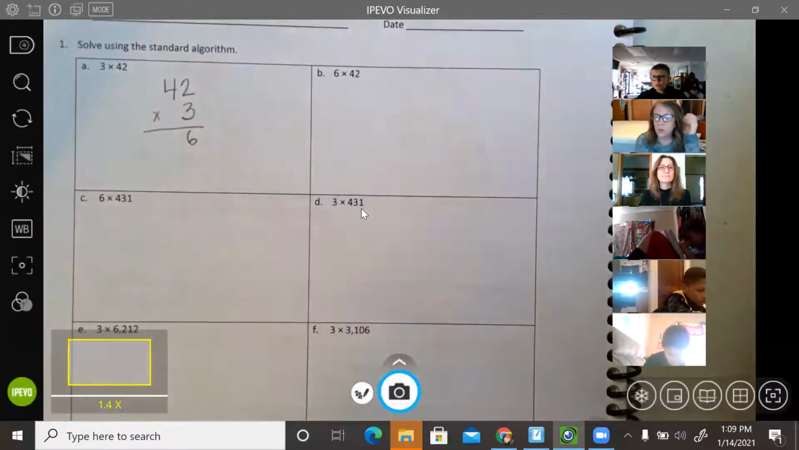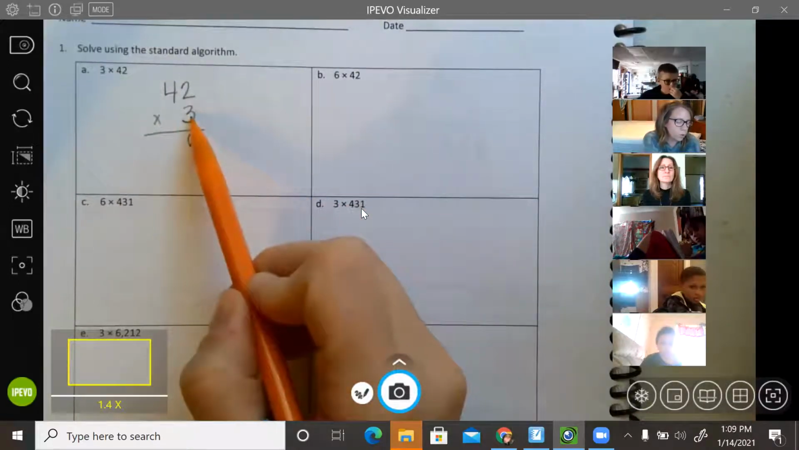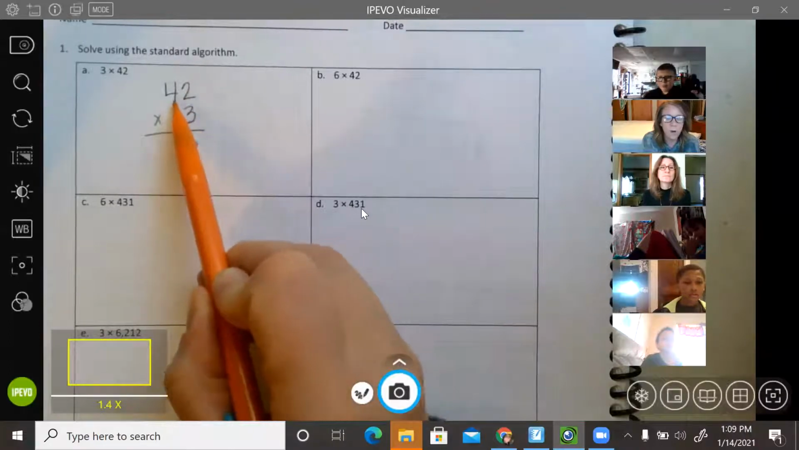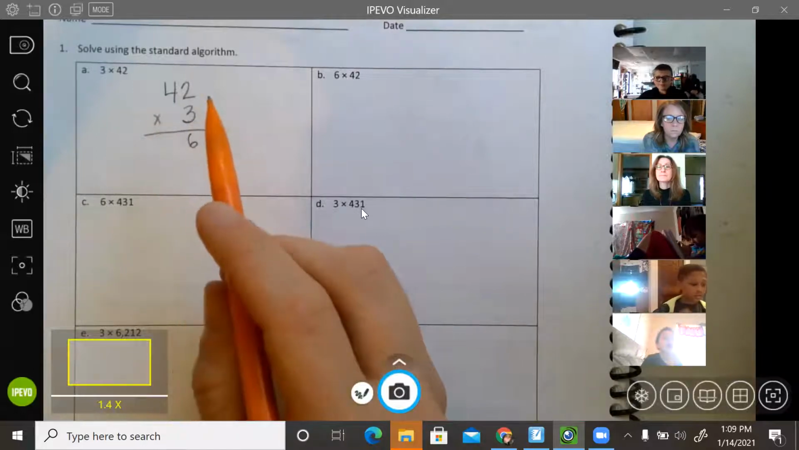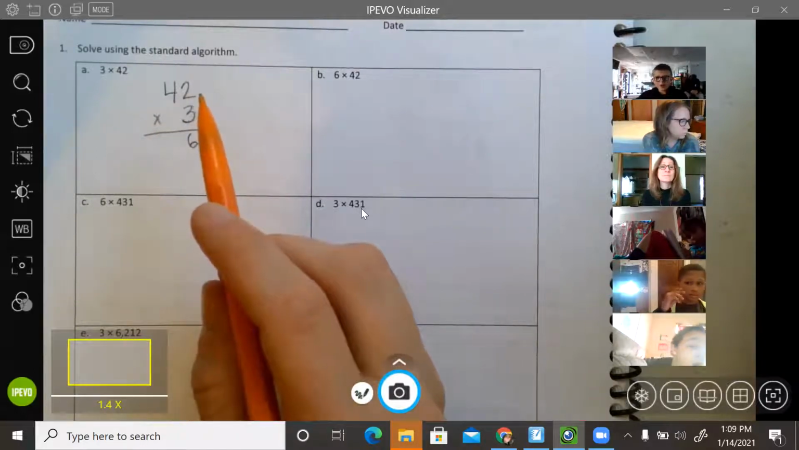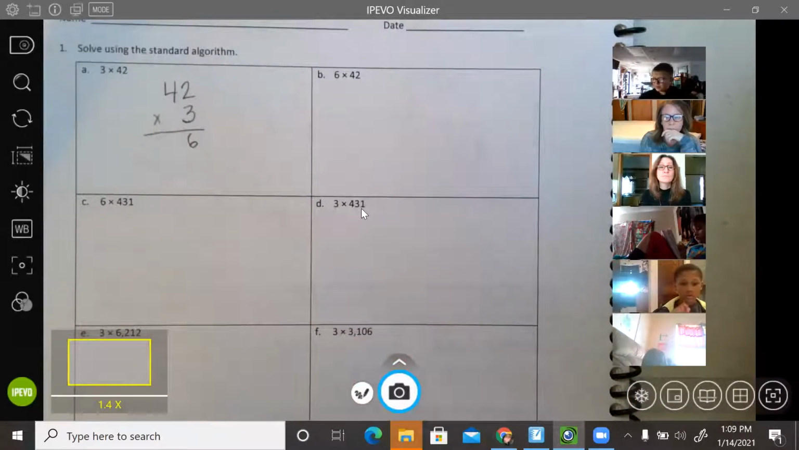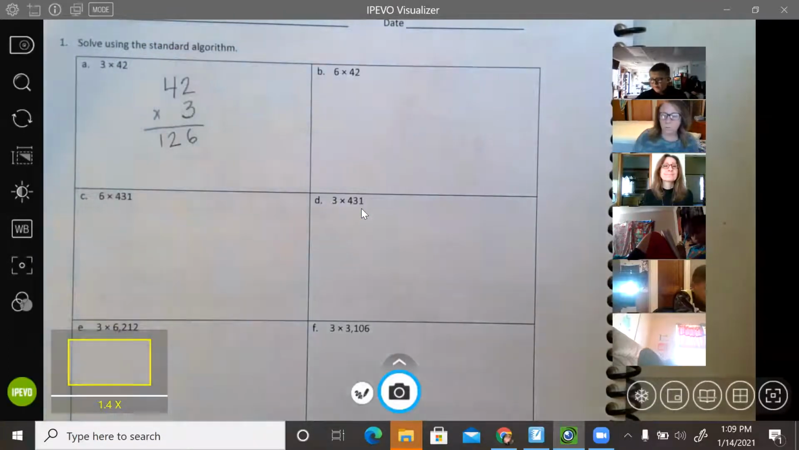Remember, if you have your multiplication chart in your orange folder, you can use it to help you. Okay, Noah, so you multiply 3 times 2, then you multiply 3 times what? 4. And that gives you? I mean, 9. No, yeah, 12. Very good. So what's your final answer, Noah? 126. Very good.